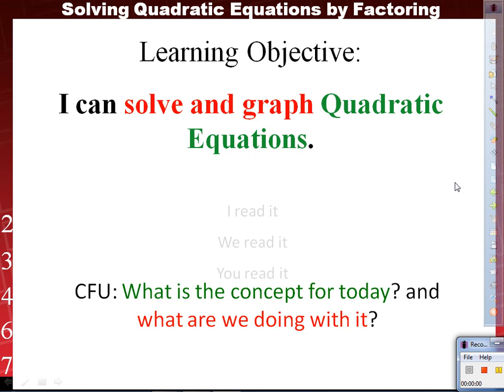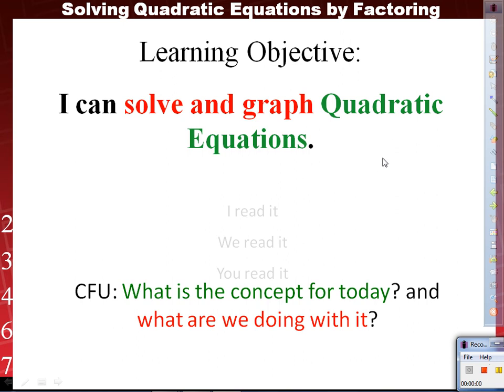Our objective for today: I can solve and graph quadratic equations. Read together, 1, 2, 3. I can solve and graph quadratic equations. So last week we started with quadratic functions, and I wrote equations because we're looking at it through the scope of highest degree 2. And today I'm just going to focus on quadratic equations.